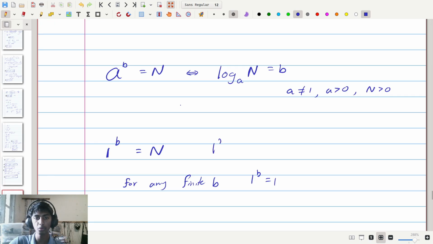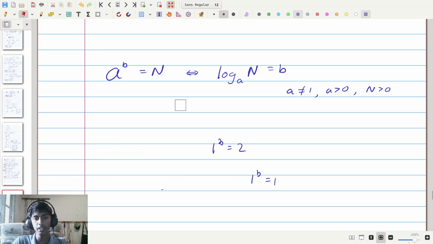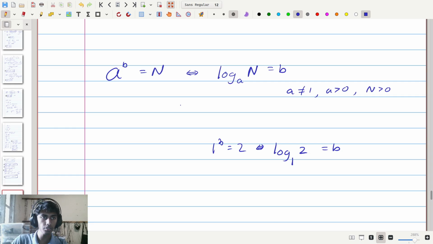For example, 1 to the b equals 2. If you are asked to solve this equation, your answer should be, I cannot solve this equation. There is no b that I can put into this such that the left side is equal to the right side. In the same way that this expression is unsolvable, we can convert it into log base 1 of 2 equal to b. Because the left hand side has no solutions, the right hand side also has no solutions.